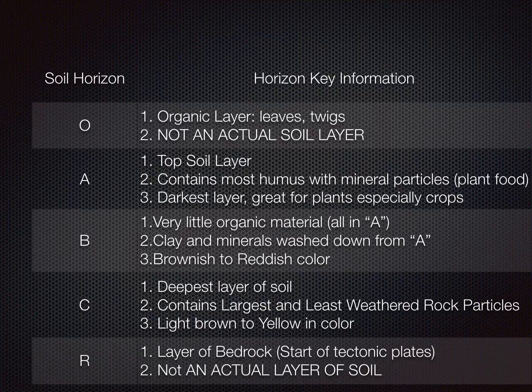Because of the weathering taking place on the surface of the earth, the layer that's the furthest from the surface obviously gets the least weathering. And this is typically a light brown to yellow in color. Color will tell you how rich soil is. The darker the color, the richer the soil. The lighter the color, the fewer nutrients and the less rich the soil. And the R layer is the layer of bedrock. This is where the plate tectonics start, and this is actually not a soil layer. A, B, C, all soil layers. O and R, actually not soil layers.